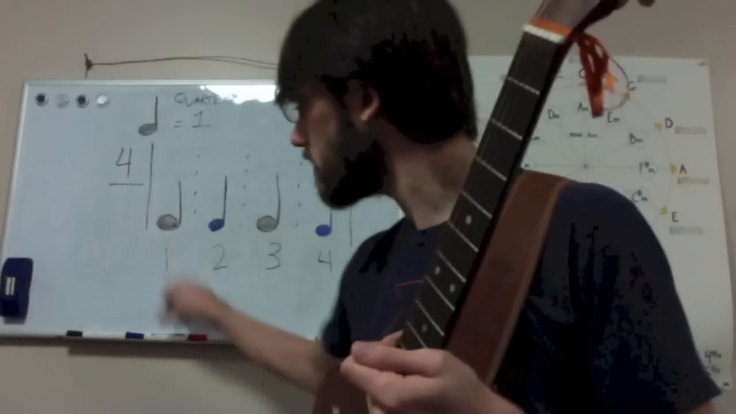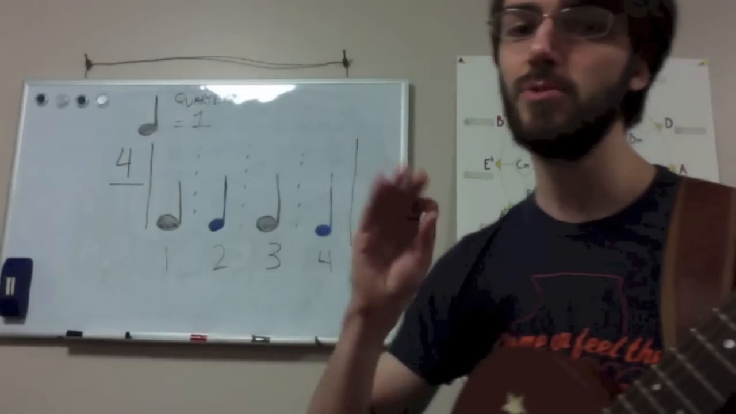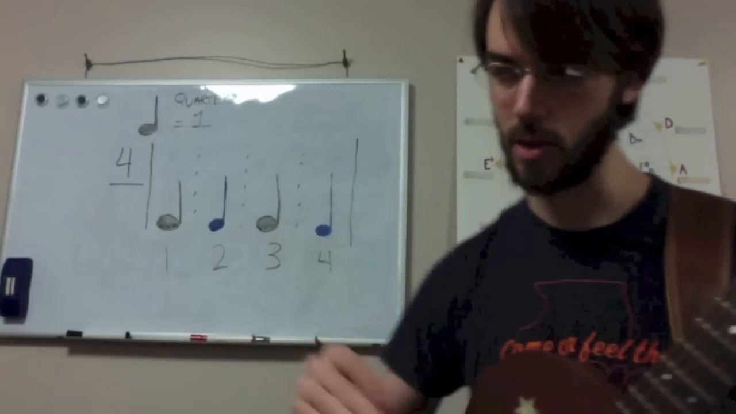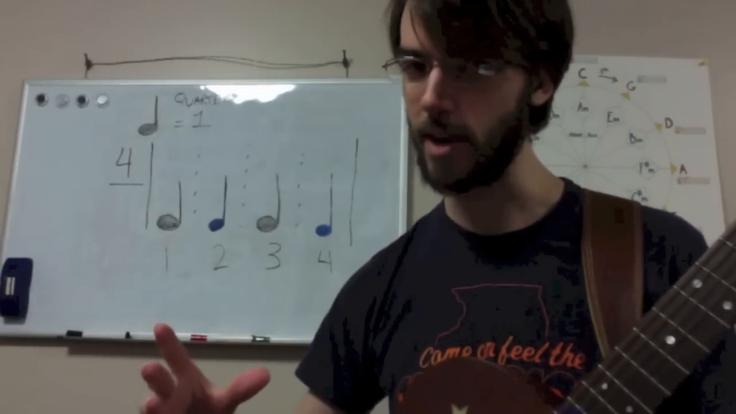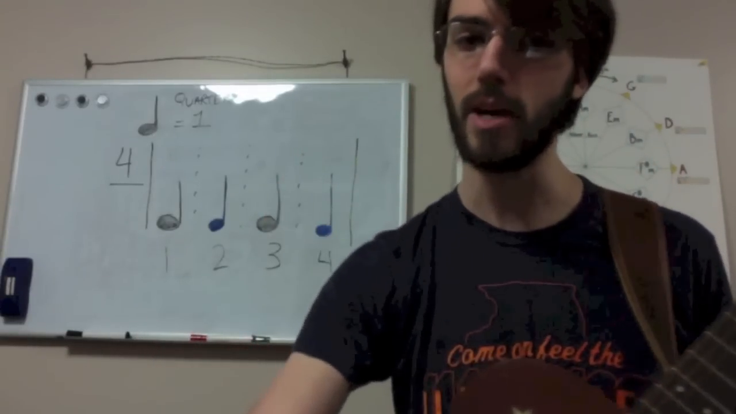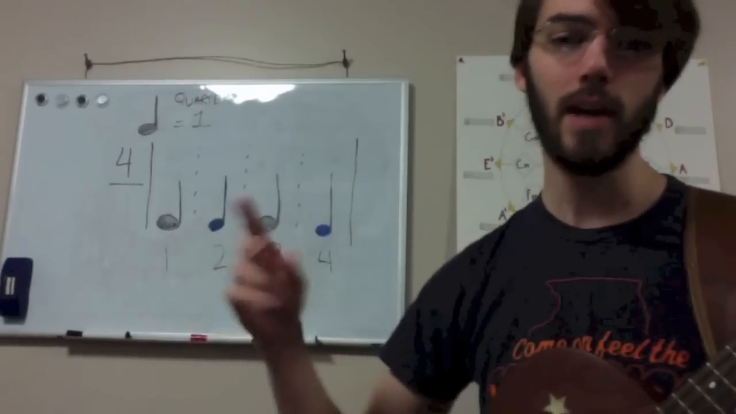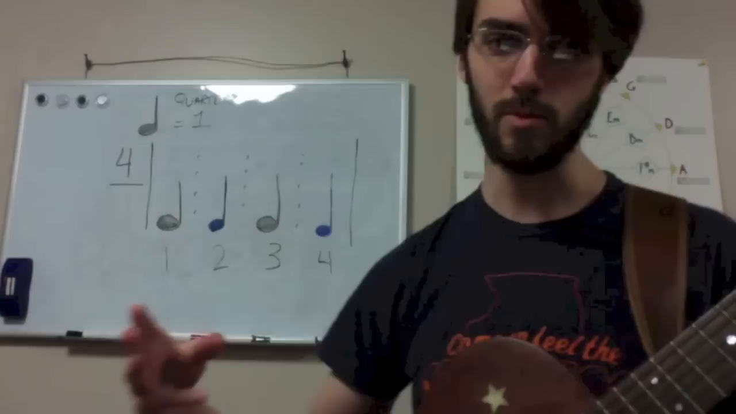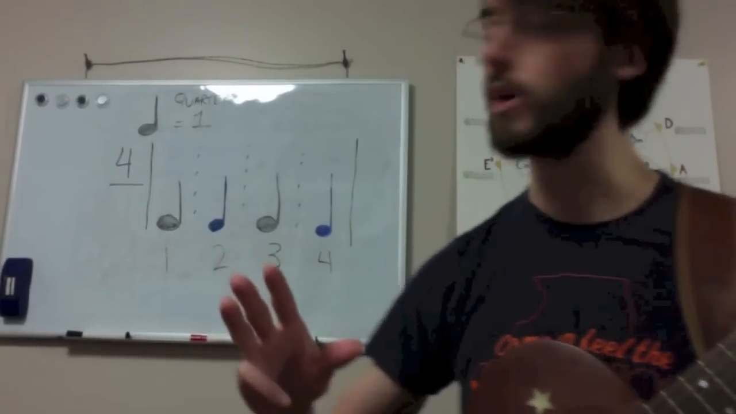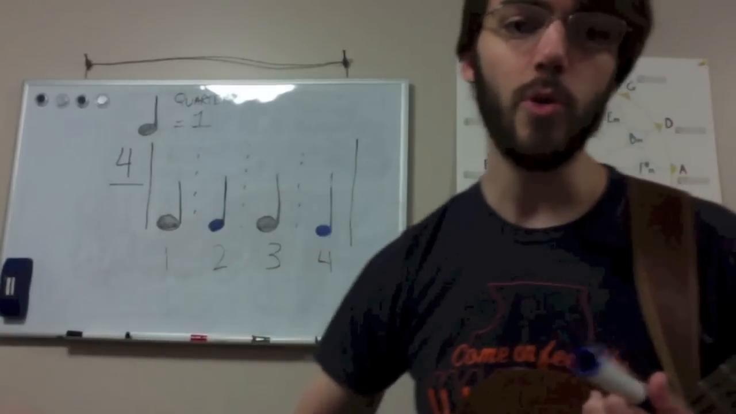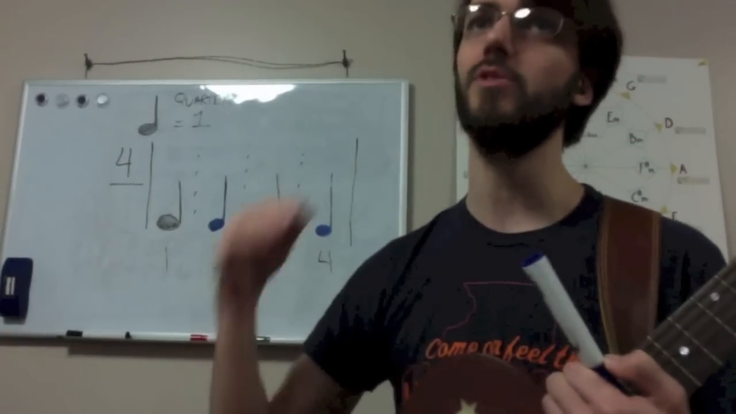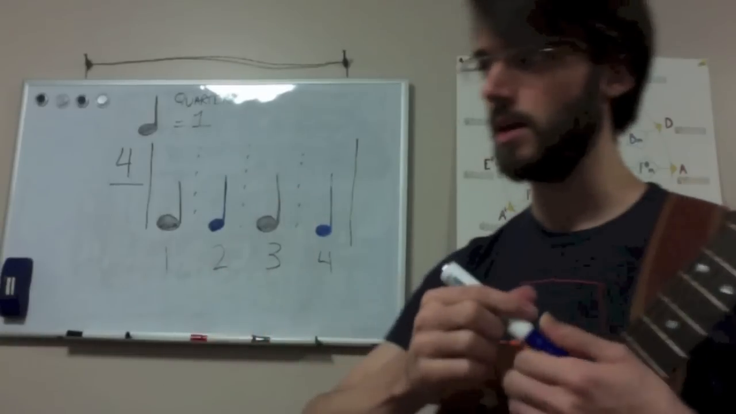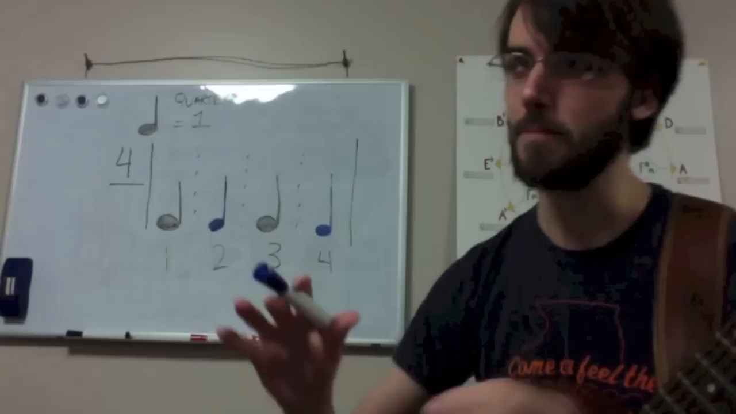Now the bottom number has to correspond to one of our note types. Note types, in this case we're talking about whole notes, half notes, and quarter notes. We'll get to more notes later, but those are the three we've covered. Those are the note types that I'm talking about. So the bottom number has to correspond to a note type. So think of it this way.